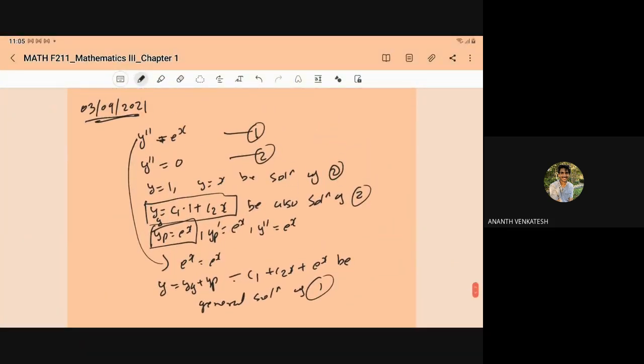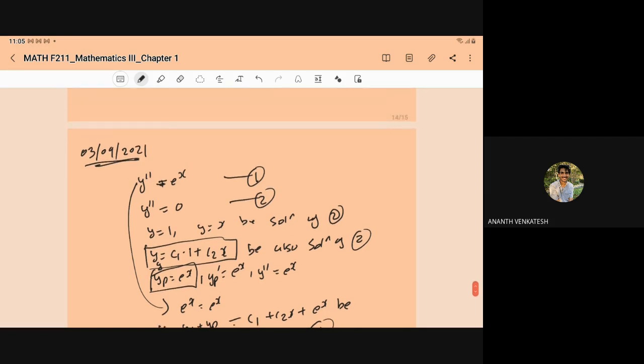I'm saying that we have seen y is equal to 1. Let's say y1 is 1 and y2 is x. So y1 dash is equal to 0, y1 double dash is equal to 0, right? When we put it here, it will give you 0 is equal to 0, correct? When y2 is equal to x, y2 dash is equal to 1 and y2 double dash is equal to 0.